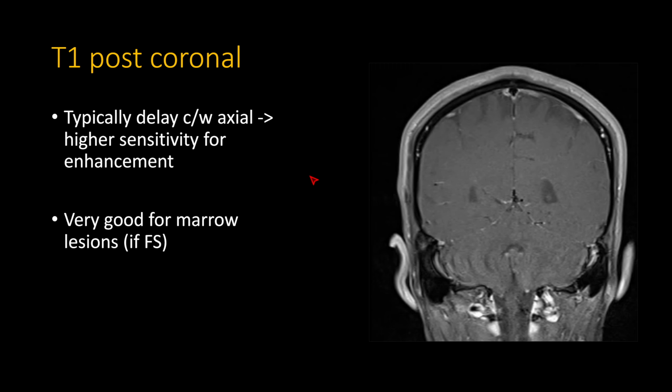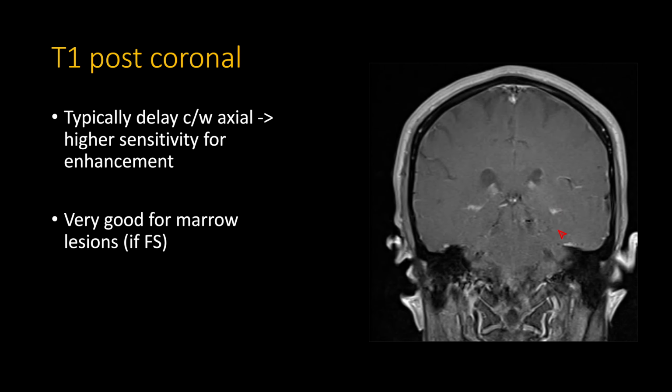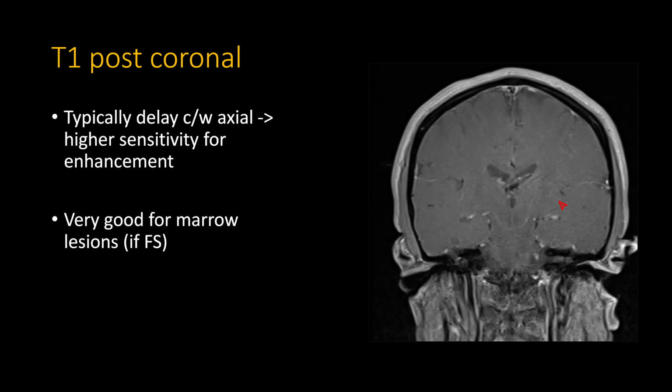So in the coronal, contrast has had more time to diffuse into the brain and breach the blood-brain barrier in areas where it is no longer tight. It is not uncommon for T1 post coronal to have higher sensitivity for detection of enhancement. That's why it's very important to pay equal attention to the T1 post coronal as compared to the axial, because some enhancing lesions will only show up on T1 post coronal, presumably because contrast has simply had more time to diffuse there. So definitely interrogate all the brain, leptomeninges, and pachymeninges, and make sure that there's nothing enhancing.